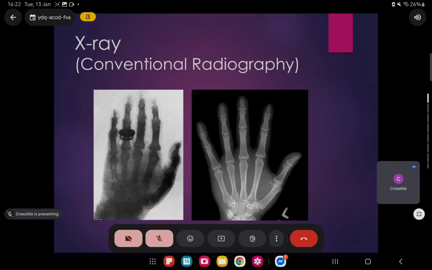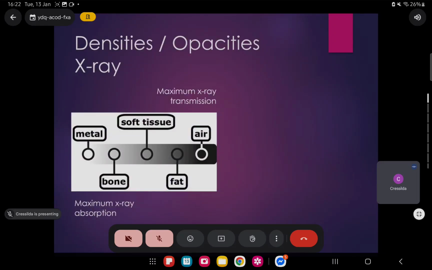So this is the very first known X-ray taken of a human being. This one is in December 22, 1895. Okay. So when we talk about the basic densities, we would arrange them from least to most dense. This is based on how much they would absorb the X-rays.